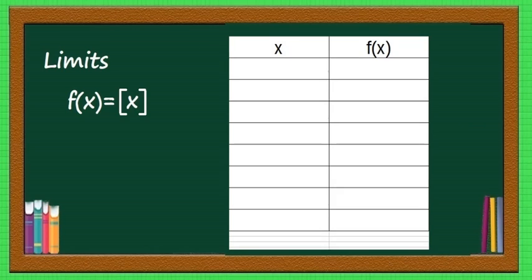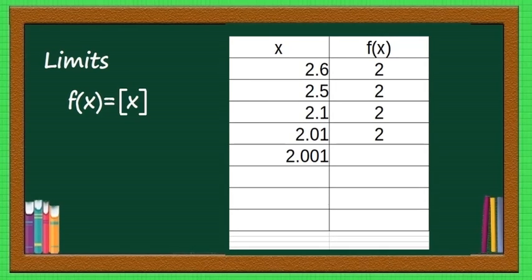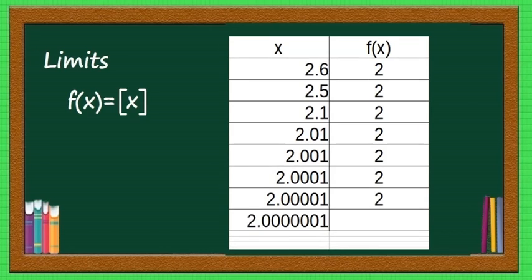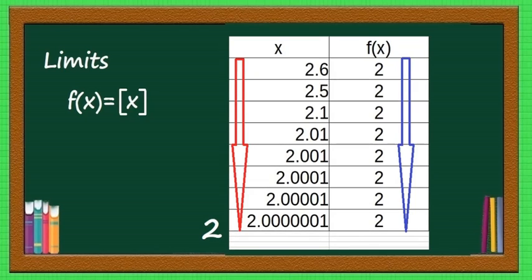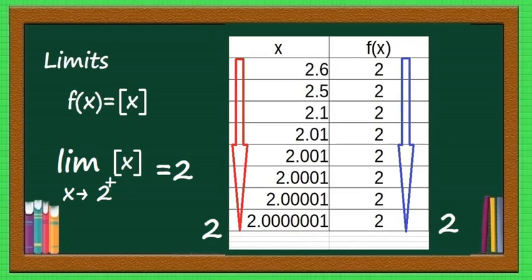And you take this table. When x is 2.6, f of x is 2. When x is 2.5, f of x is 2. 2.1, then also 2, 2.01, 2, 2.001, 2, 2.0001, 2, 2.00001, 2, 2.0000001, then also it is 2. Here x is approaching 2 from the right side of 2, and f of x is approaching 2, and you can tell that the limit as x tends to 2 plus of f of x is equal to 2.